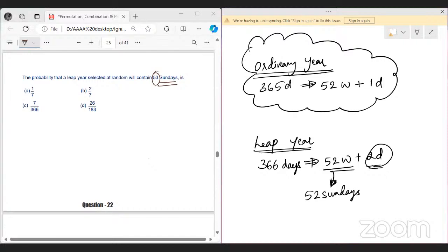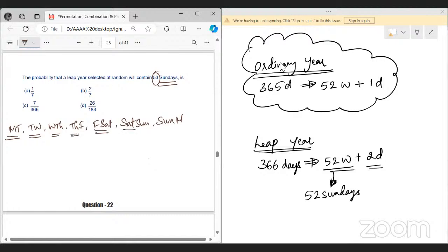Right? Now, these 2 days have to be continuous days, right? Yes or no? These 2 days will be consecutive days. The possibility is either it can be Monday, Tuesday; Tuesday, Wednesday; Wednesday, Thursday; Thursday, Friday; Friday, Saturday; Saturday, Sunday; or Sunday, Monday. Correct. Possibility of these extra 2 days being 1, 2, 3, 4, 5, 6, 7.